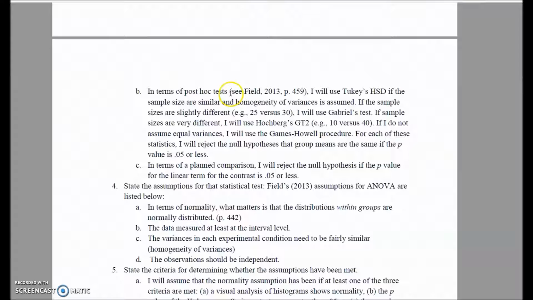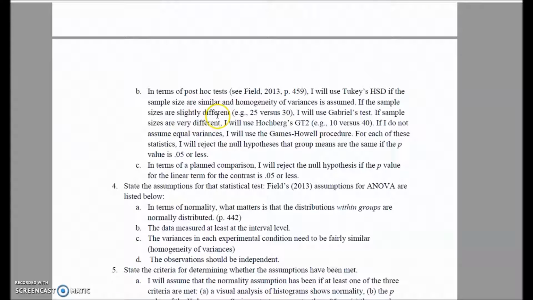So post hoc test. We also have to think about what post hoc test to be done. This is taken from, once again, Andy Field's Discovering Statistics. The most common post hoc test done is the Tukey. Tukey is the most common. It is done when the sample sizes are similar, which is 5, 5, and 5 within the 3 groups that we have, and homogeneity of variance is assumed. So this is the one most commonly done.